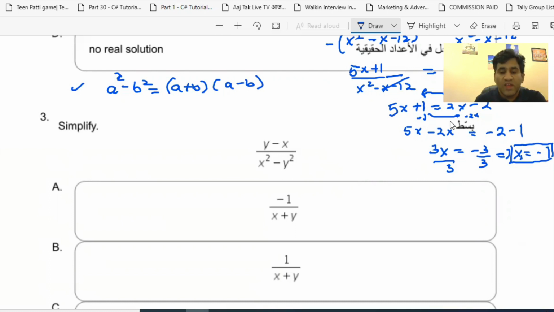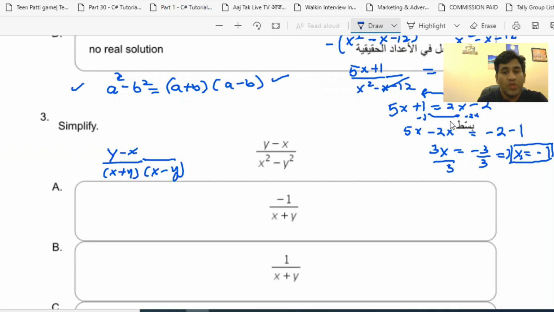What I can do here is write x square minus y square in this way. Now look here, our expression becomes better. Let me write it over here. Our expression becomes y minus x over x plus y times x minus y, isn't it? Now the denominator term is x plus y and x minus y, but the numerator term is y minus x. So I can't cancel, y minus x can't be cancelled with x minus y.